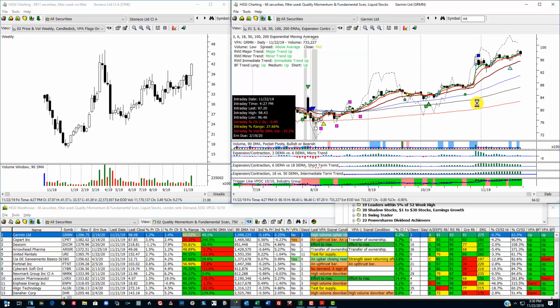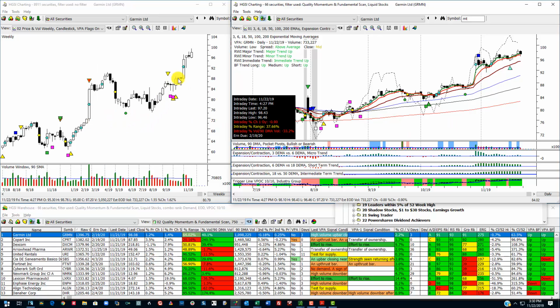So let's just take a quick look at Garmin. You can see that Garmin's been doing very well weekly. Here's a nice consolidation area, very accurate VPA flags here, and it started moving up, and it corrected down to the 50-day exponential moving average and then moved up from there. Here's a viable gap up after earnings. It's holding above the 3 and 6, and it continues to go down a little bit today, but the trend is definitely up. Why is this?